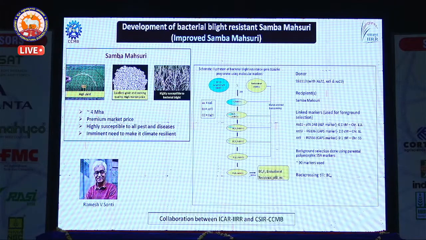And we deployed markers not only for selection of the target genes, called foreground selection markers. We also deployed a set of SSRs, which could distinguish between Samba Masuri and the donor across Asia and Africa.